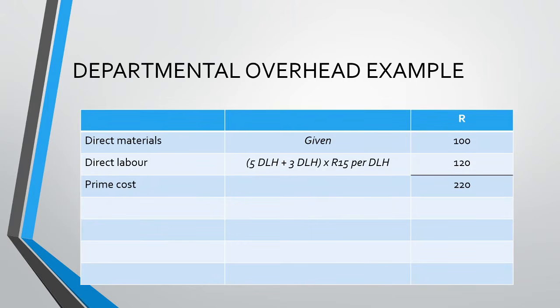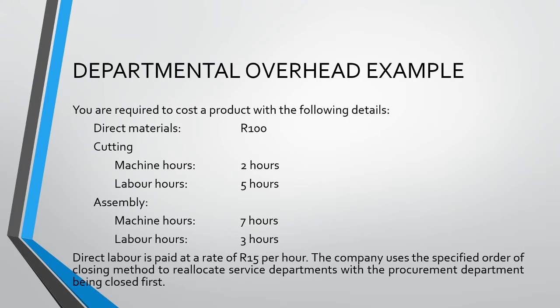Now, our direct materials and direct labor are fairly straightforward. You should remember that we calculated the total prime cost of 220 rand in our previous videos. This will not change between the reallocation methods, so I'll rather focus on the fixed overheads. When allocating the overheads to the product, it doesn't matter which order we do this, so I will again start with the cutting department. Remember that the cutting department is labor intensive, so we want to ignore the machine hours and only consider the labor hours of 5 direct labor hours.